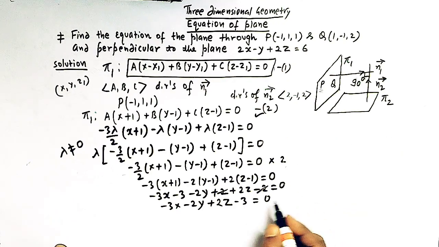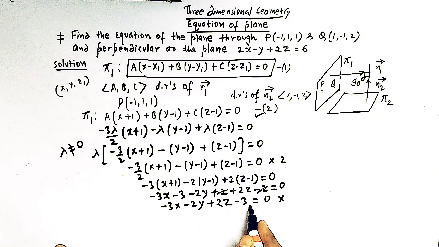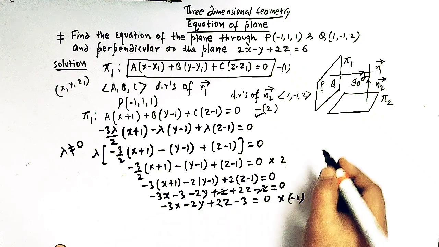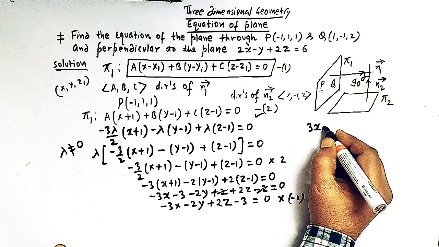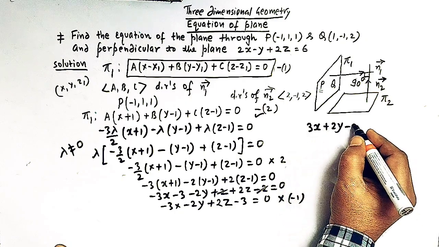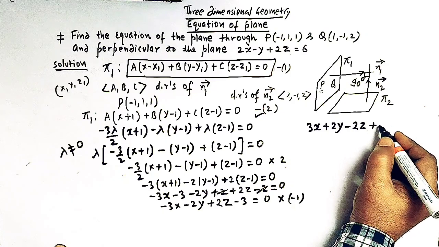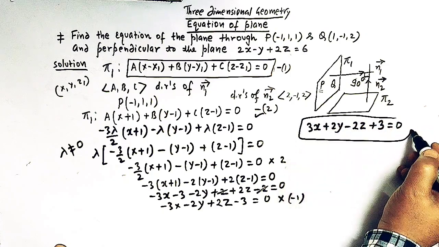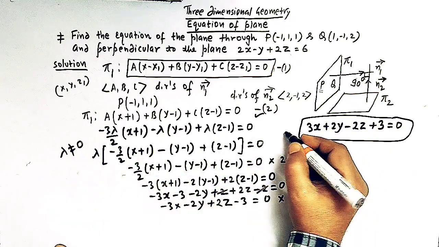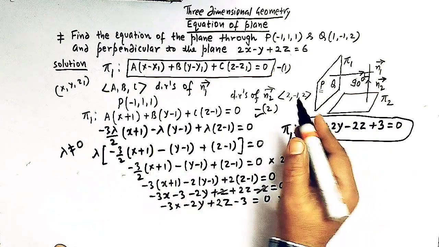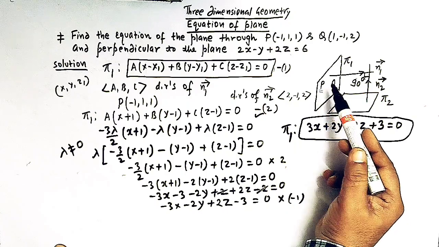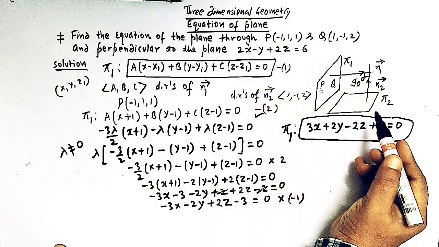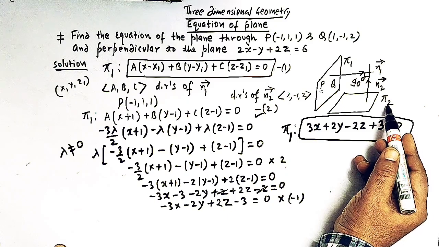So now let us multiply this equation both sides by negative 1. So here we have 3x, then we have plus 2y, then we have minus 2z, and here we have plus 3 is equal to 0, right? So this is the required equation of the plane pi 1, which contains these 2 points P and Q, and this plane is perpendicular to this plane pi 2, right?